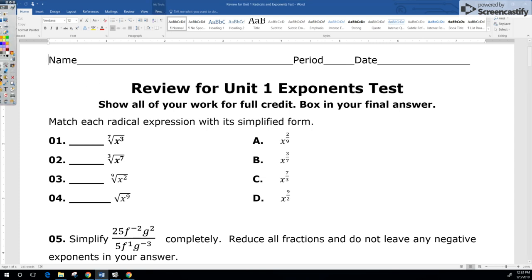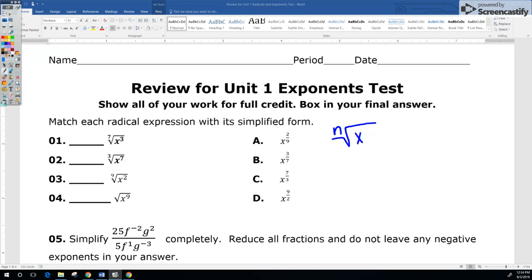Hello, everybody. Welcome to the review for the first test on exponents. The directions say show all of your work and box in your final answer. So this first section, we're just matching, and we are going from radical form to exponent form. These are called rational exponents because they're fractional. So the form that we're following is the nth root of x to the m power.